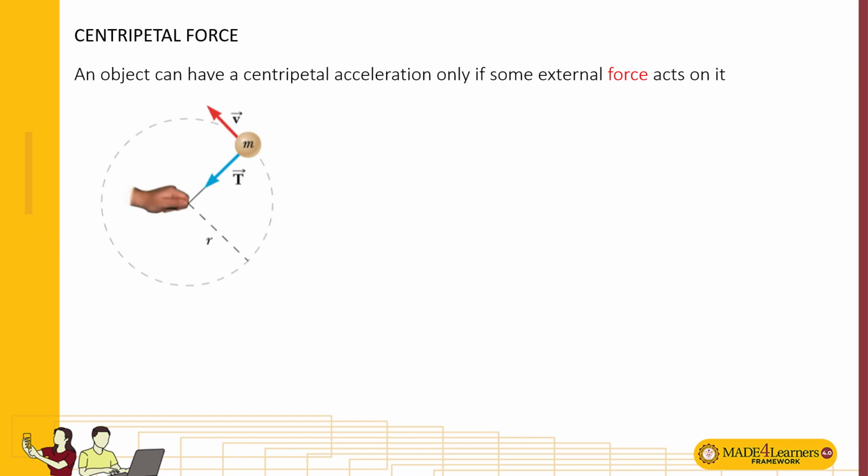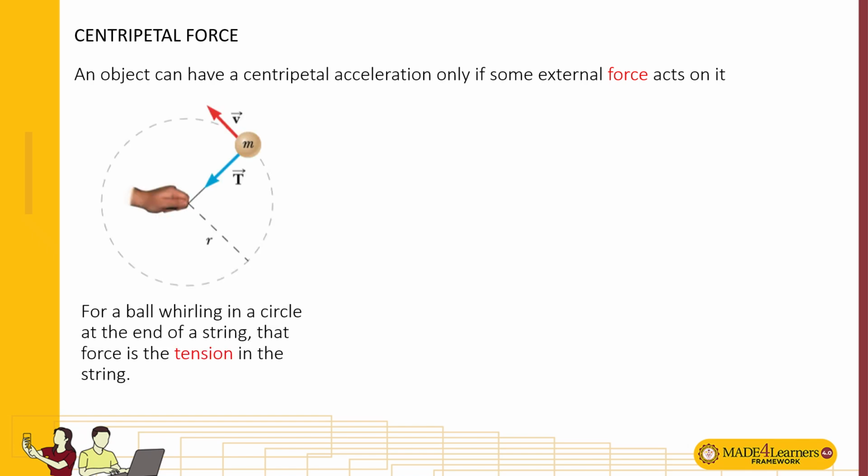So here are some examples. For a ball whirling in a circle at the end of a string, the tension applied on the string keeps the ball moving in a circular motion. If we remove the string, or if tension is not present, then the tendency is the ball will go in a linear path.